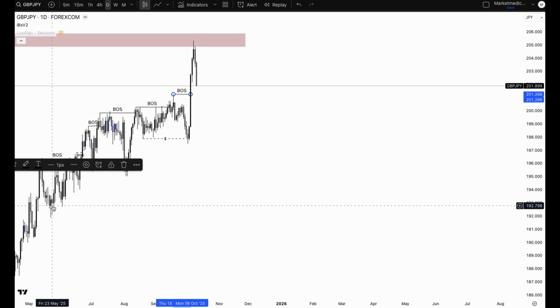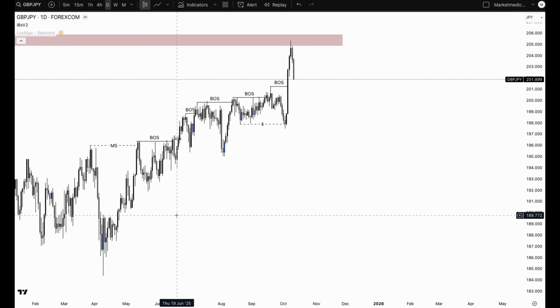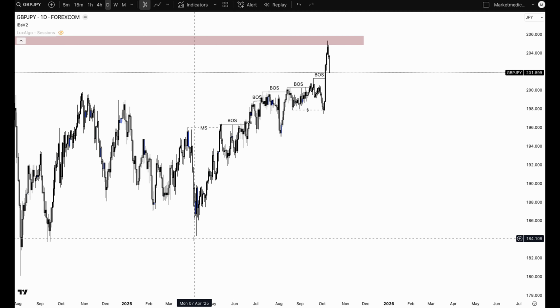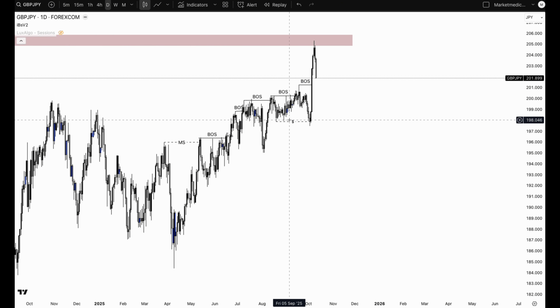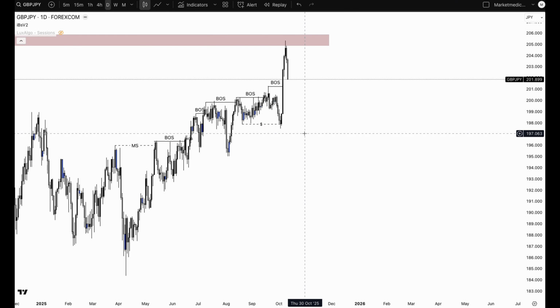With these breaks of structure that have been happening, it gives me the idea that the market is trading in a bullish trend. But in this bullish trend, there will be chances for us to be selling, which you can see in my previous videos. I generate ideas for both bullish and bearish trades. So now this is where we find the market. We are where we are now.